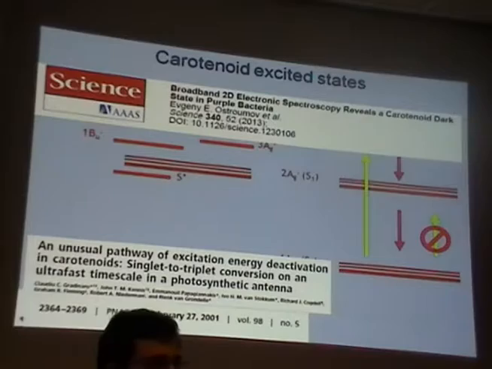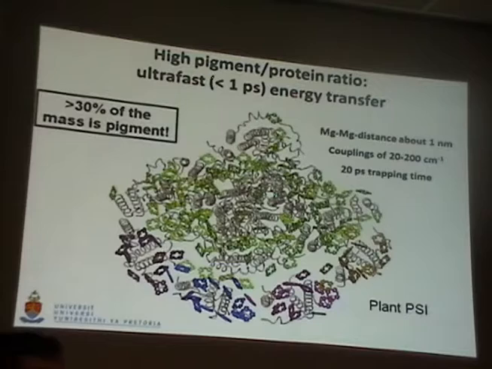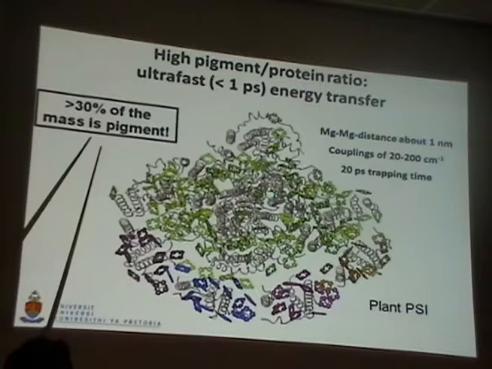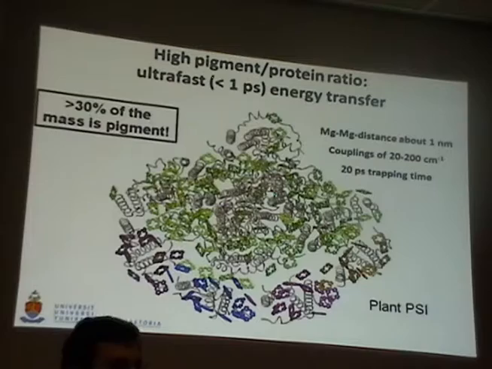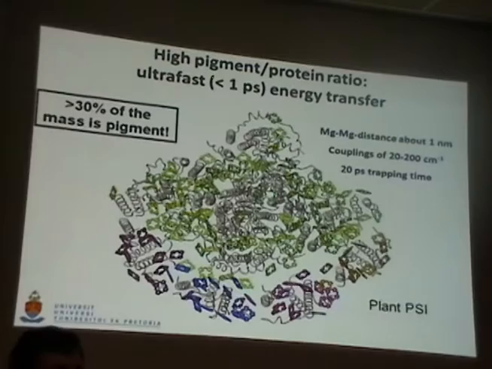Okay, pigment density is another important design principle. If you consider a protein, the large number of molecules it contains compared to pigments, then in order to have a mass of more than 30% of the whole system be pigment means that the pigments should be very closely packed. Pigment density should be very high. You get a center-to-center distance of these chlorophylls of about 1 nanometer, and very often even less than that.